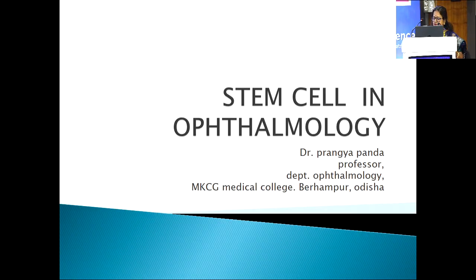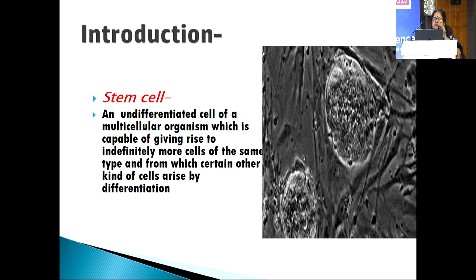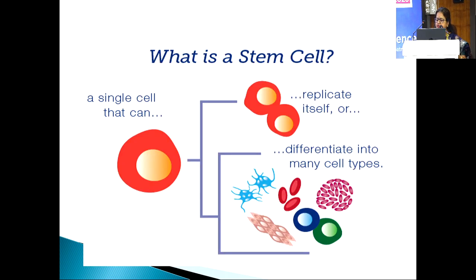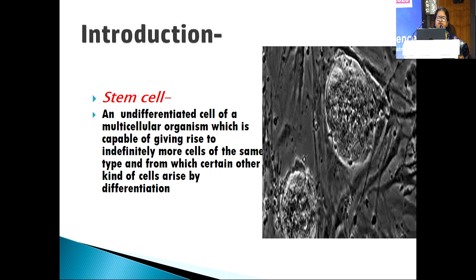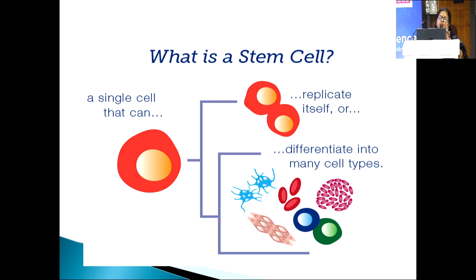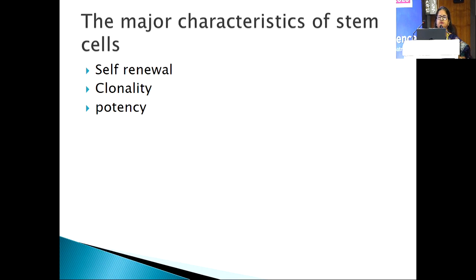I'll be discussing the scope of stem cell research in ophthalmology. To start with, what is a stem cell? It's an undifferentiated cell of a multicellular organism which is capable of giving rise to indefinitely more cells of the same type, from which certain other kinds of cells arise by differentiation. From a single cell, it can replicate itself and it can differentiate into cells of the same type or differentiate into many other types of cells.